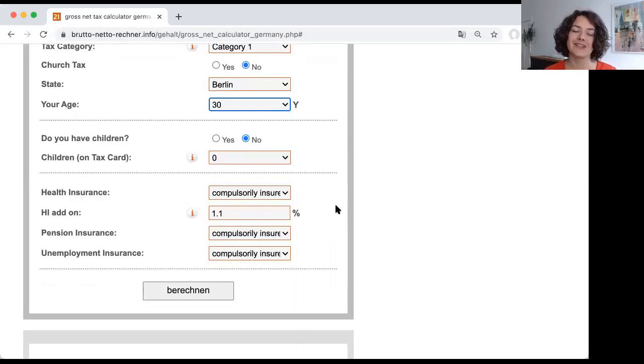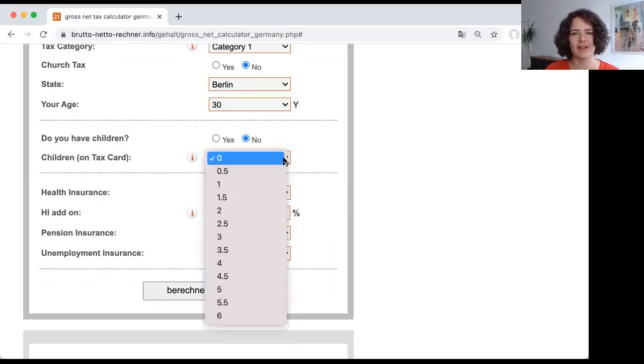So if you have children, you also get some parts like tax exemptions. You have a kind of different tax class. You already heard that, right? To keep the case simple, I would just say no. So if you have kids, you get to choose here how many kids you have.